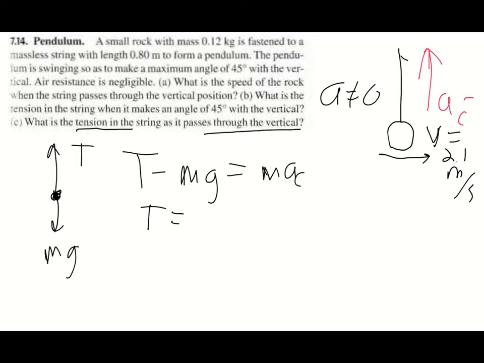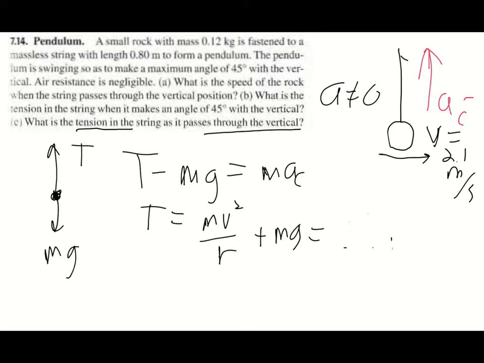It's going to equal m v squared over r plus mg, which in this case is going to be m, I'm going to factor out v squared over r. So, sorry, I should have just put the numbers in here. That would have been a lot easier. So let's do that.